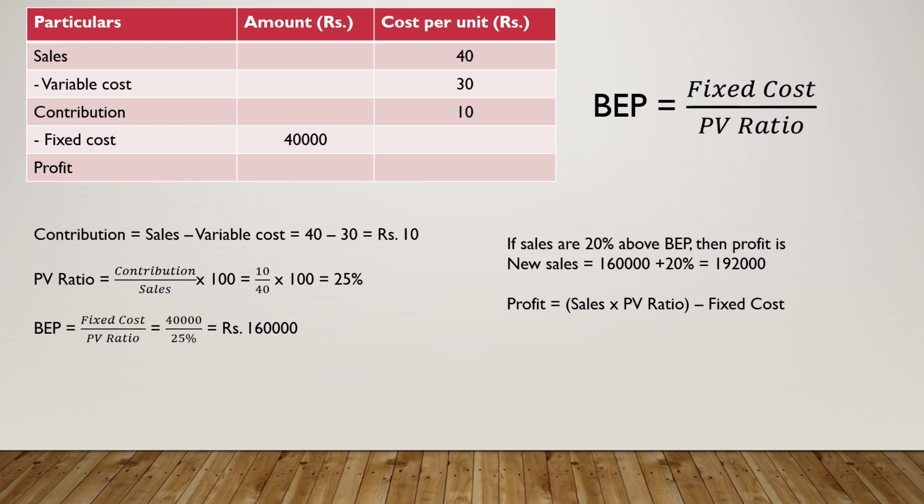Now, to calculate profit, we can use this formula: sales into PV ratio, this is in bracket, minus fixed cost. So first we need to solve the bracket. In the bracket, the new sales we need to consider over here, which is 1,92,000 into PV ratio, which is obviously 25%, minus fixed cost, which is given in the question, 40,000. So it will be 1,92,000 into 25% minus 40,000. So 48,000 minus 40,000, your answer is rupees 8,000. So profit is rupees 8,000 when sales are 20% above break even.